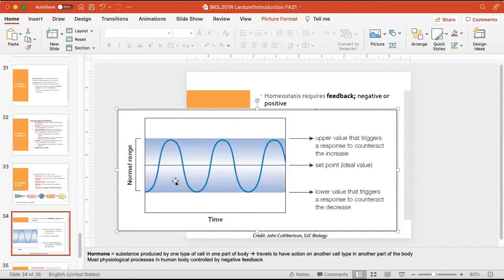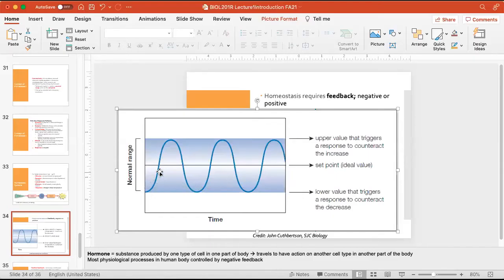This time we're trying to cool the body. So yeah, you might start to sweat. Your blood vessels are going to start to dilate because when blood vessels dilate, they lose heat. Your body temperature is going to start to come down. It might stop, but if it gets too low, if it gets down to that low value, 97, negative feedback's going to kick in and it's going to start taking it back up again. That's what this graph is showing us. It's showing us these ups and downs during the day.